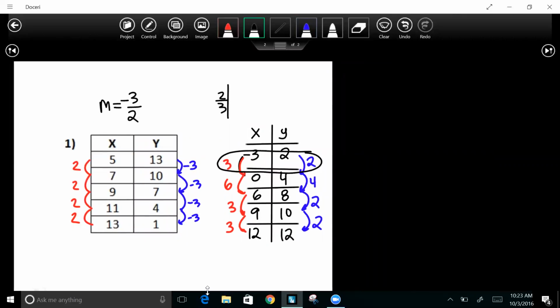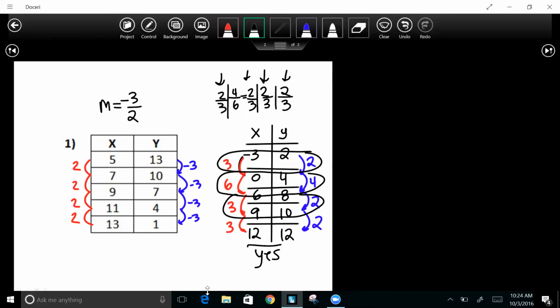What about the next one? 4 over 6. Can that be reduced to what? 2 over 3? And 2 over 3. Are all of our ratios the same? So is it still linear? So we're good. Okay. If it was off by one of them, we would say, no, it's not linear. Does that make sense? So we want to be able to determine whether those are the same.